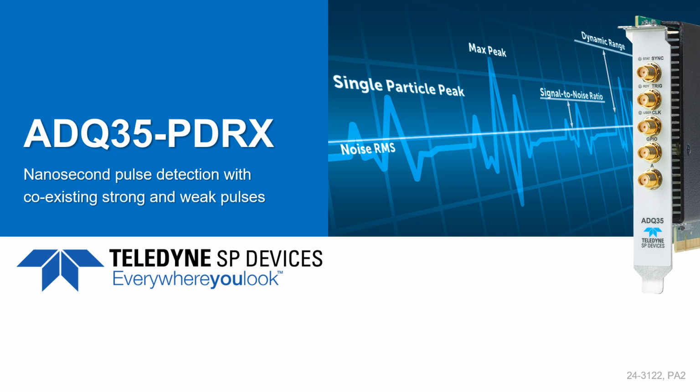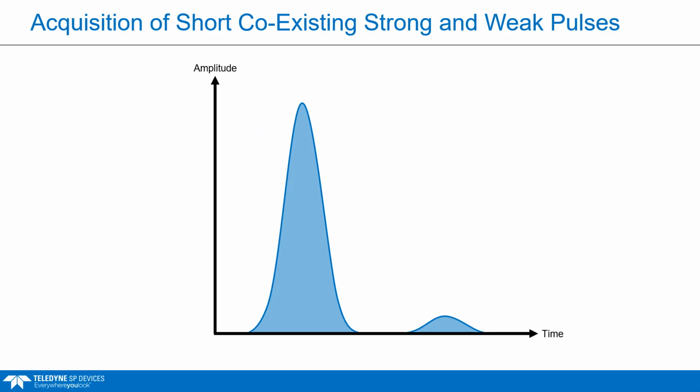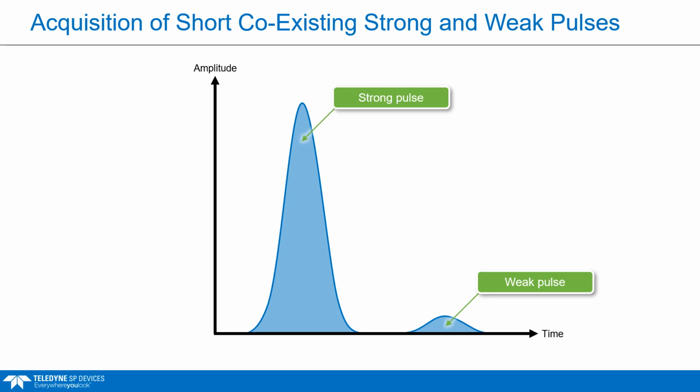Hello and welcome to this video where we will explain the benefits of using our ADQ35 PDRX digitizer for nanosecond pulse detection with coexisting strong and weak pulses. This depicts a typical use case consisting of both strong and weak pulses with a duration of 1 nanosecond or less.